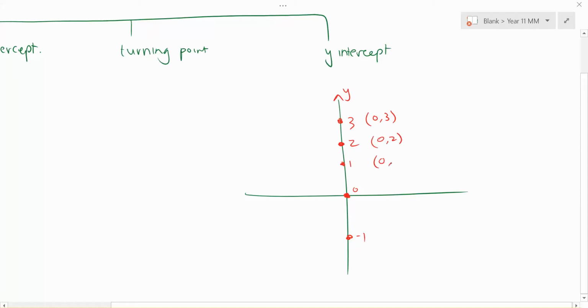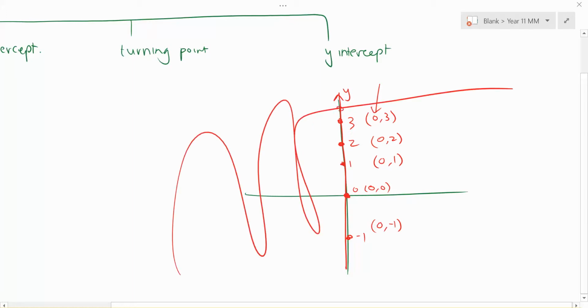X is 0 and y is 1. X is 0 and y is 0. X is 0 and y is -1. That's what you would say if you were to label those coordinates just now, right? The commonality that you don't seem to realize is x is always 0 on this line. It doesn't matter what graph you have. As soon as you cross that line, right on this line right here, which I'll highlight just in case you couldn't see, on this line, x is always 0.